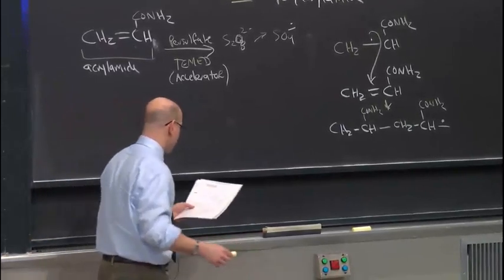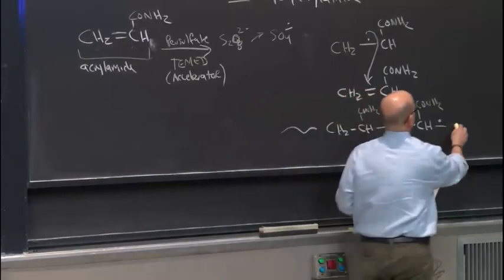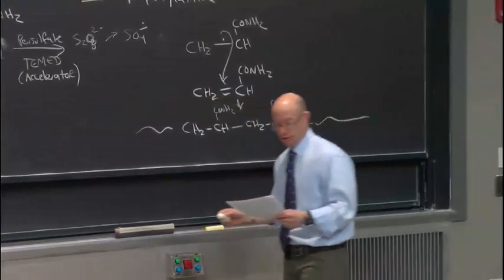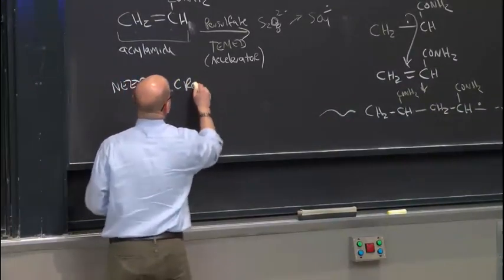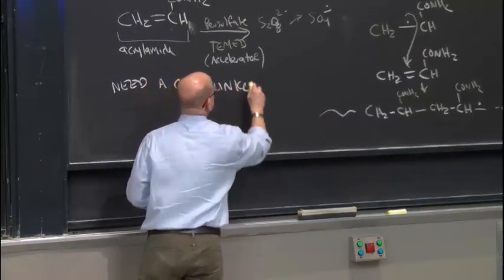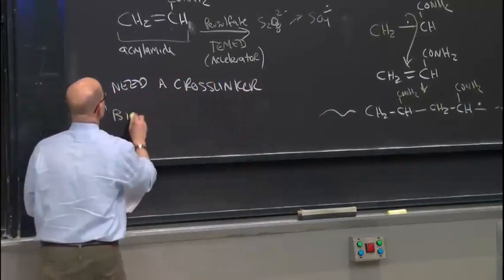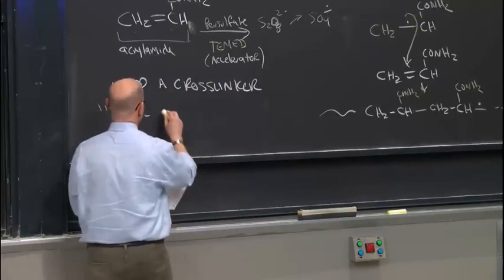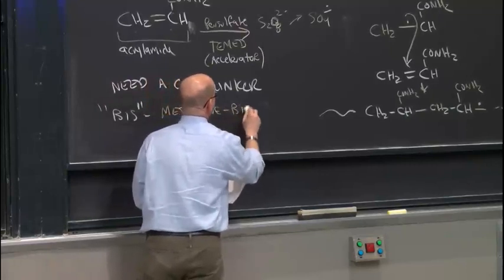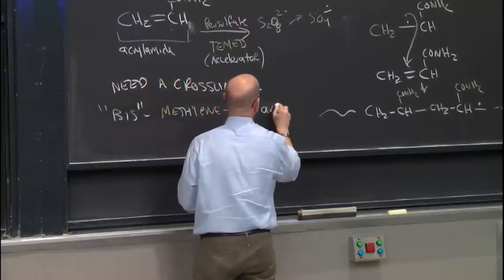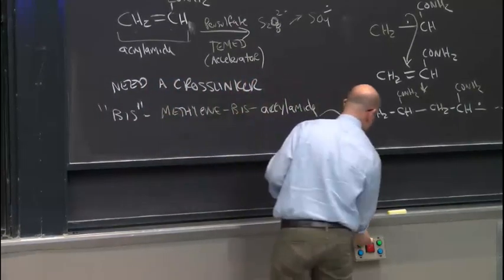If I want to make a gel, I have to have some way for these long radical chains that I'm going to grow, that are going to grow like this, to be cross-linked to each other. So I need a cross-linker. And that cross-linker that I'm going to add is called bisacrylamide, which stands for methylene bisacrylamide. And what that looks like is this.